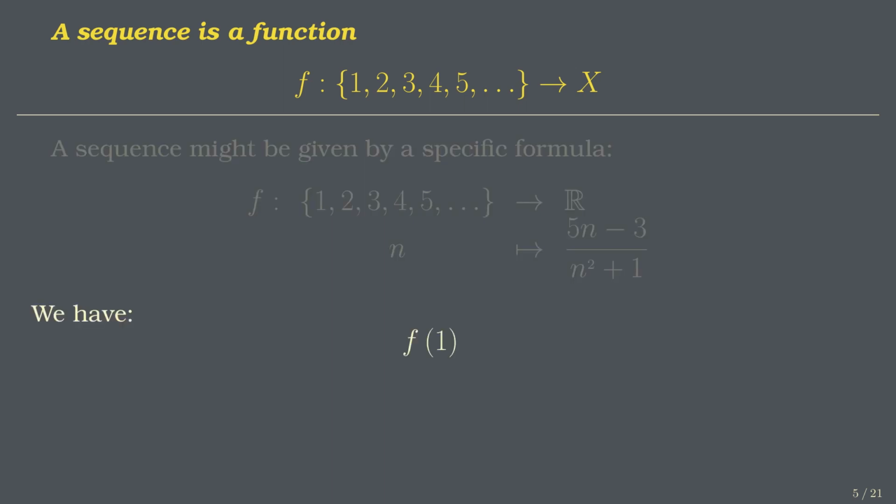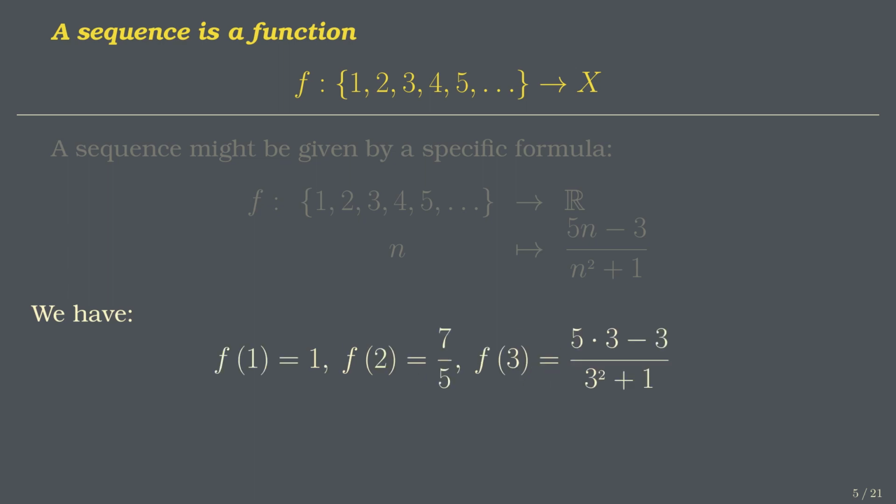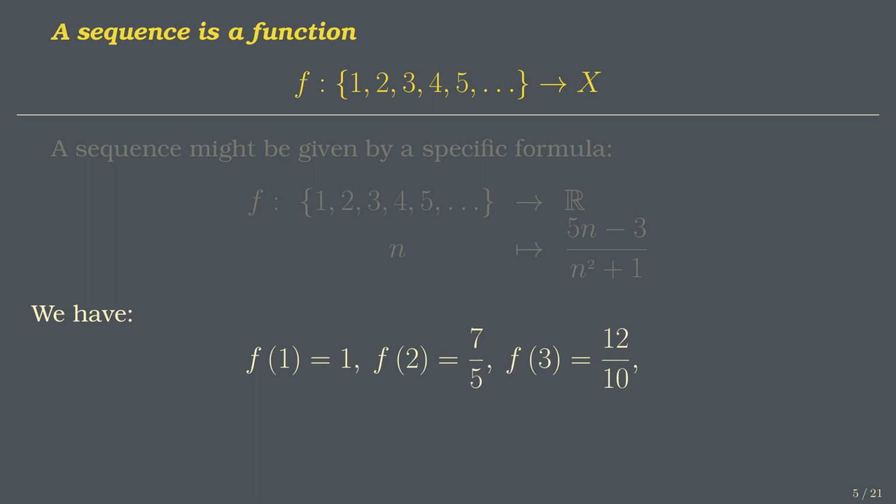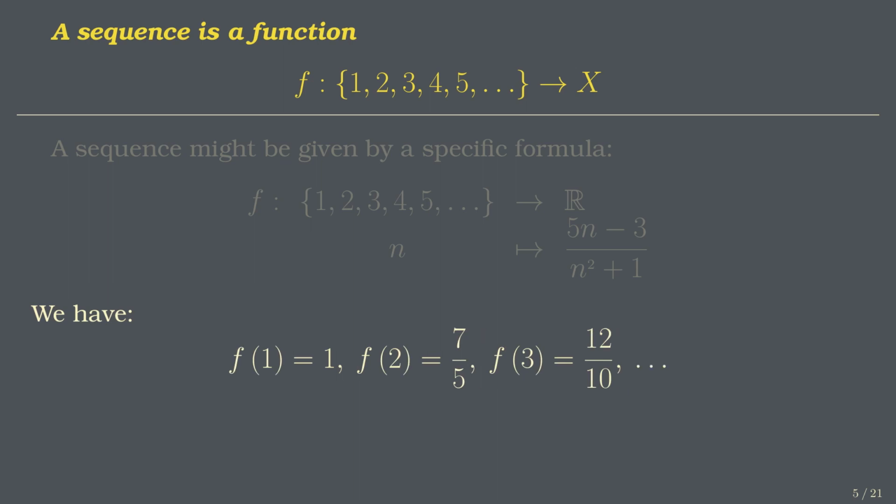So for example, the first term is f_1. If you want to compute that, you substitute 1 in the algebraic expression, (5n - 3)/(n^2 + 1). And then what you get is f_1 equals 1. You can do the same thing for f_2. Substitute 2 in the expression and compute, and you get f_2 equals 7/5. Similarly for f_3, you get f_3 equal to 12/10. And so on.